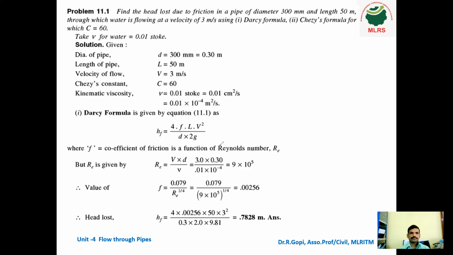In this formula, f is the only unknown value. So hf is equal to 4fLV square divided by 2gD. So finally we got the answer 0.7828 meter. This is the final answer in case of Darcy's equation.